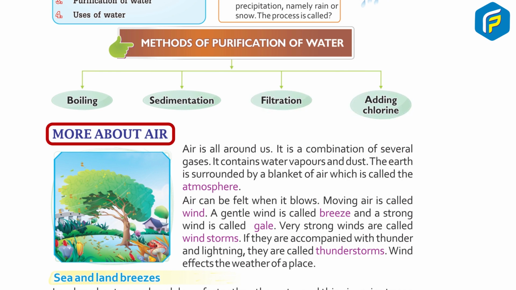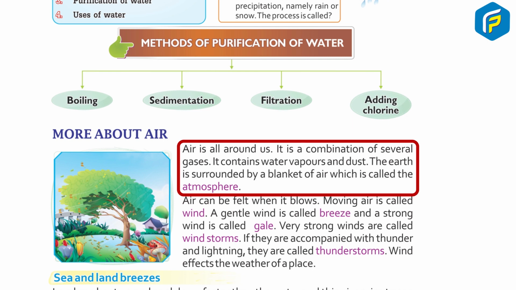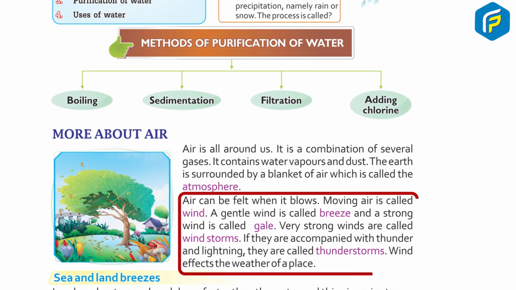More about air. Air is all around us. It is a combination of several gases. It contains water vapors and dust. The earth is surrounded by a blanket of air which is called the atmosphere. Air can be felt when it blows. Moving air is called wind.